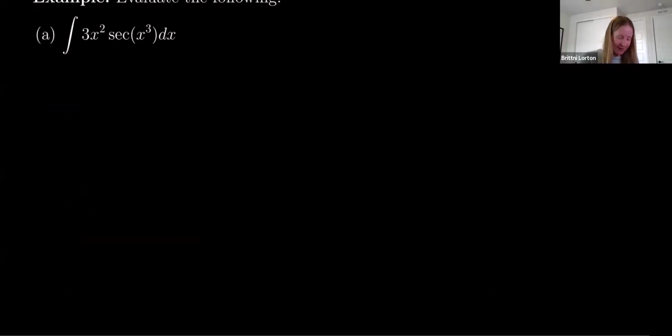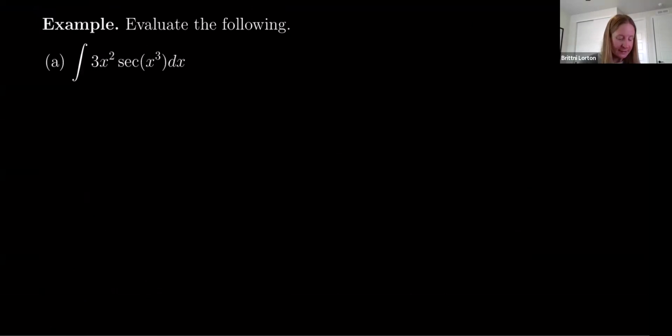So here's an example: the integral of 3x squared times secant of x cubed dx. You might be tempted to try integration by parts because you see a product. I don't blame you. However, you need to first try u-sub, and if that doesn't work, then you think about integration by parts. In this case, u-sub should be the obvious one because I have an inside and its derivative is right there on the outside. So this is really just a chain rule backwards.